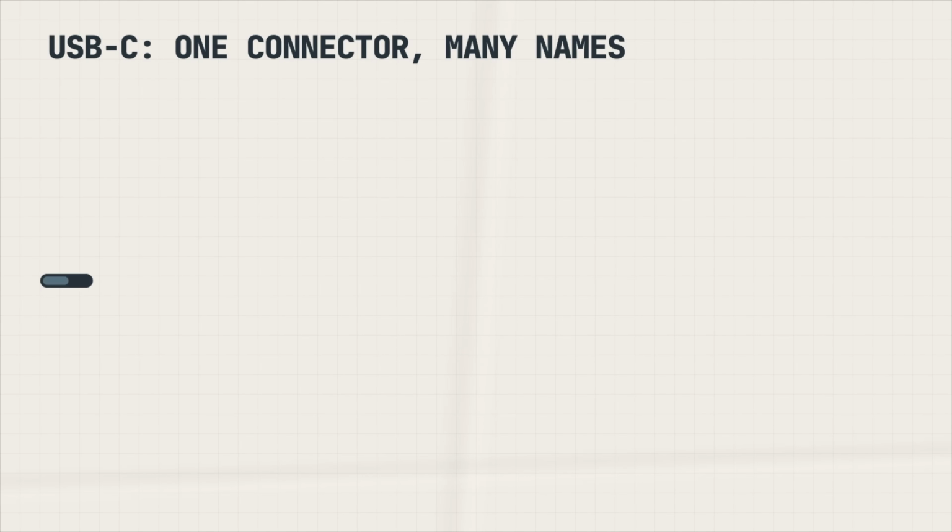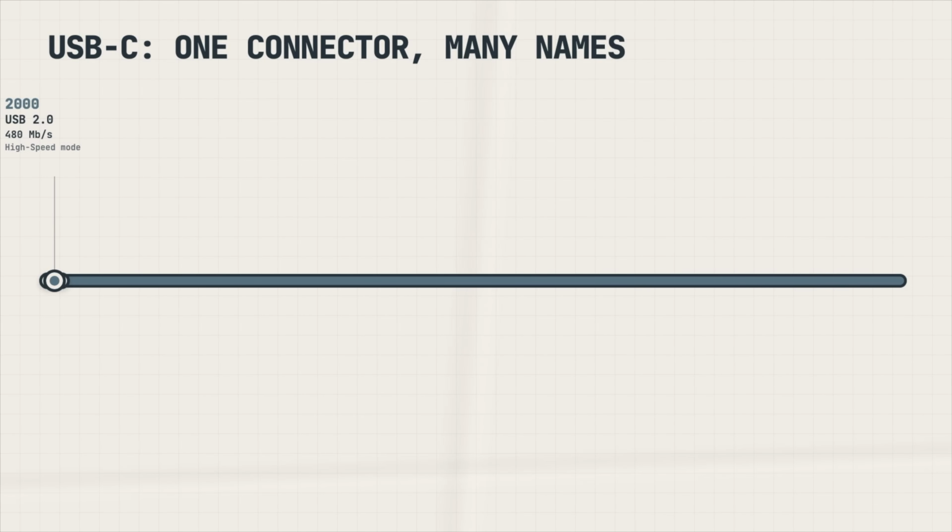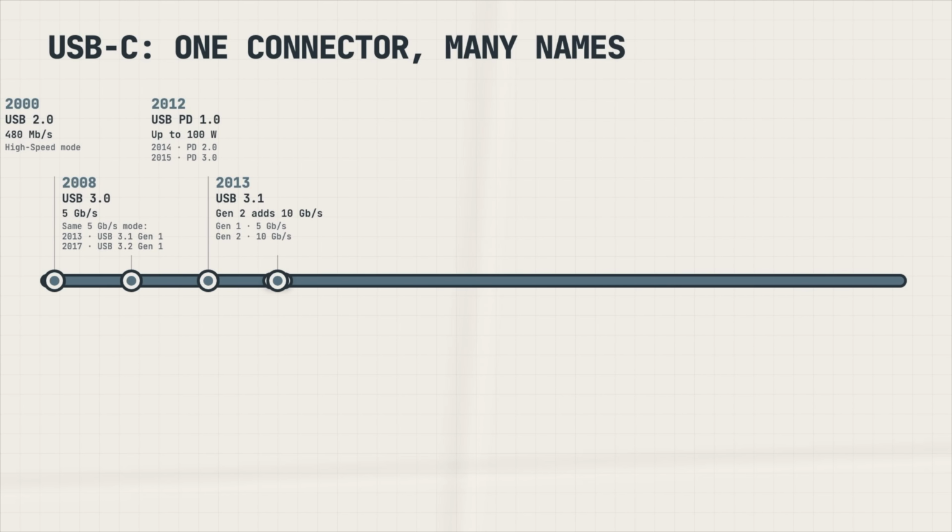Now, to understand why this tester needs to exist, we need to take a quick trip through USB's increasingly ridiculous history. Back in 2000, USB 2.0 offered 480 megabits per second transfer rates. Then USB 3.0 arrived in 2008, increasing that to 5 gigabits. So far, perfectly straightforward. Then came the great renaming. When USB 3.1 appeared in 2013, that same 5 gigabit mode was relabeled USB 3.1 Gen 1, while a new Gen 2 mode offered 10 gigabits per second. Same capabilities, just new names, because apparently it wasn't confusing enough already.